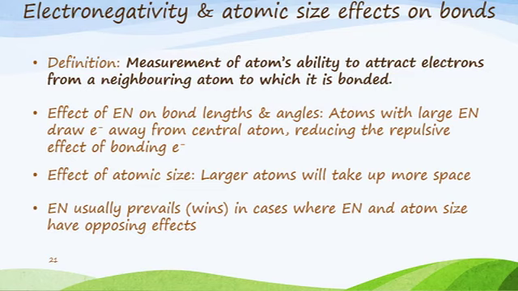We definitely see an effect of electronegativity on bond length and angles, and we find that atoms that have large electronegativities are going to draw electrons away from the central atom, and thus it's going to reduce the repulsive effect of the bonding electrons. With atomic size, we find that larger atoms take up more space, so there's going to be an effect on the bond length and the bond angles. In general, electronegativity is going to win in cases where electronegativity and atomic size have opposing effects.